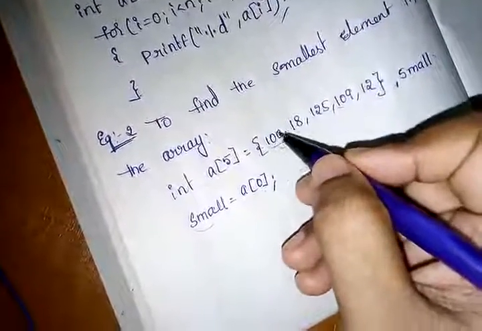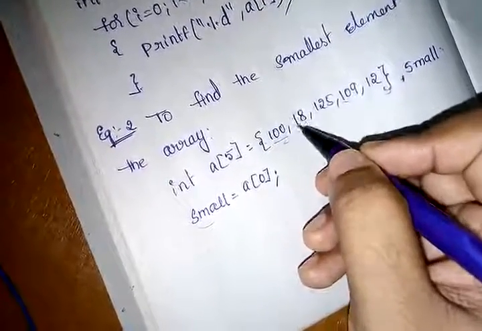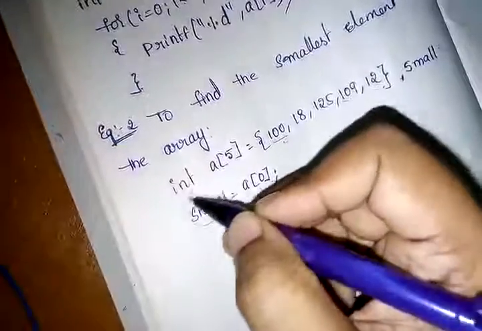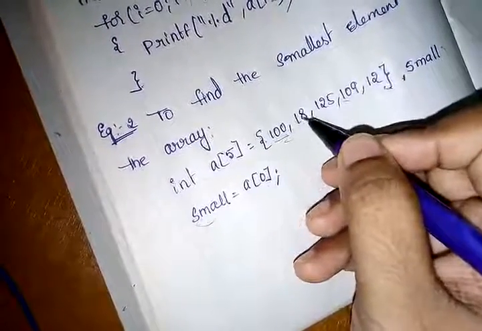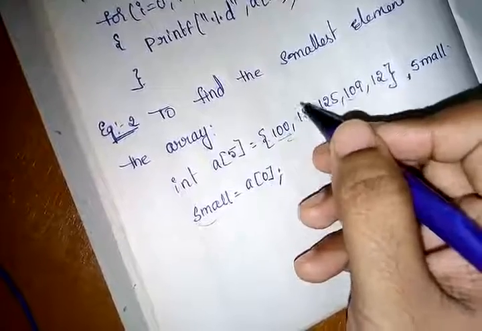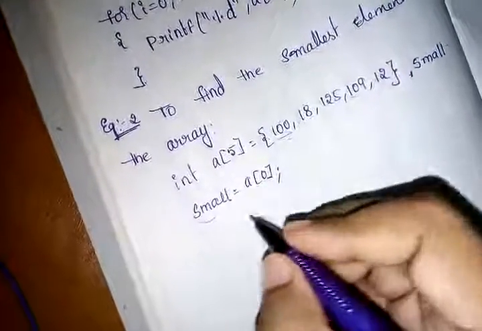So now 100 will be compared to 18. So if this small is larger than the element in the array we are comparing, then this element is copied to the small variable.